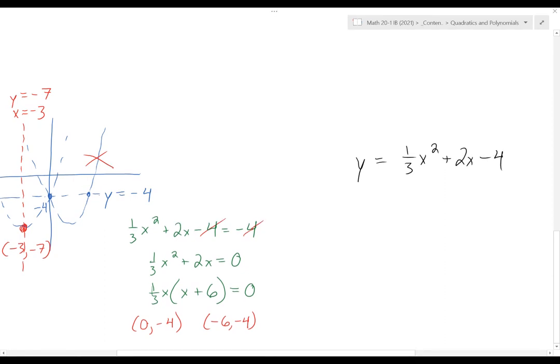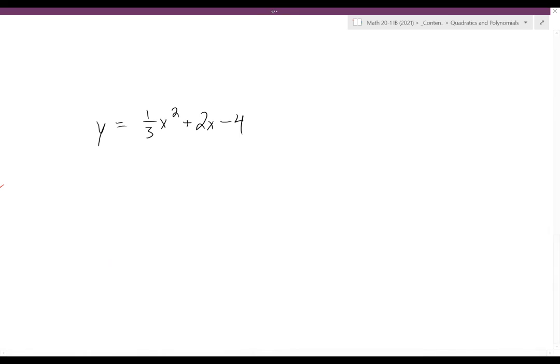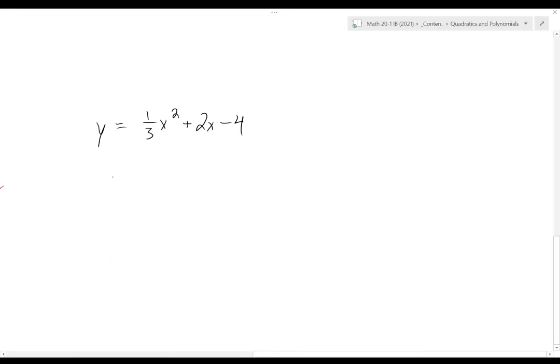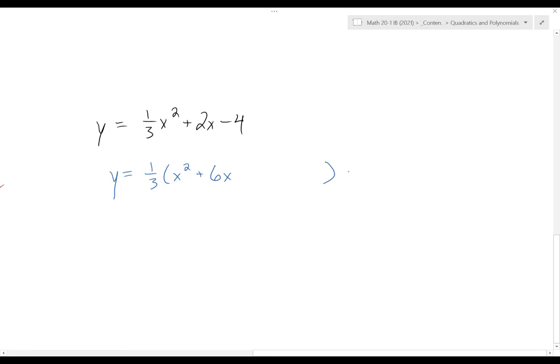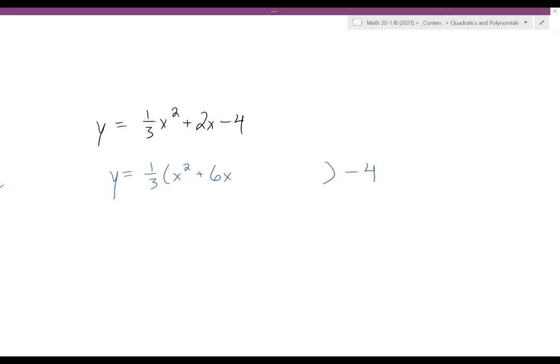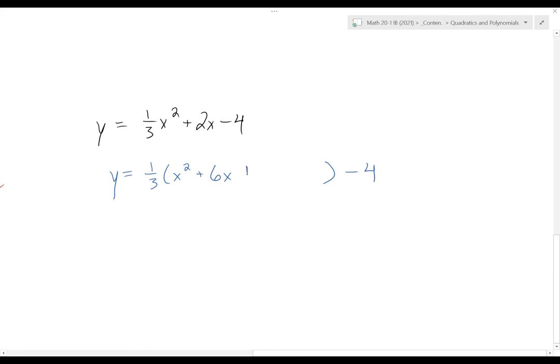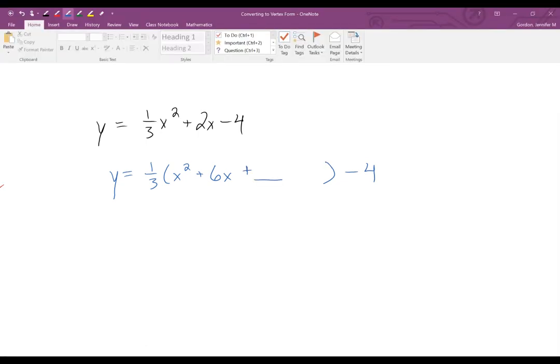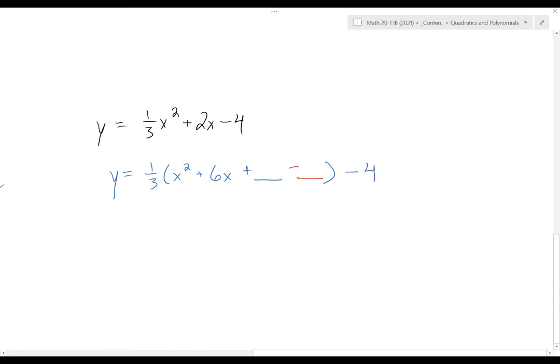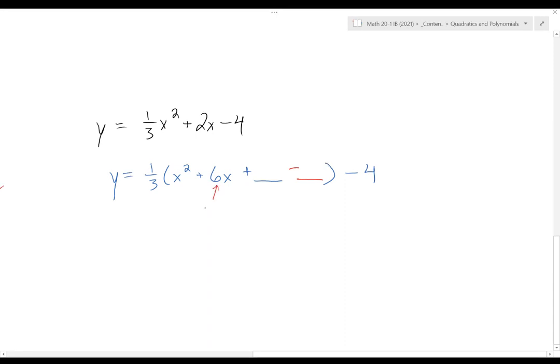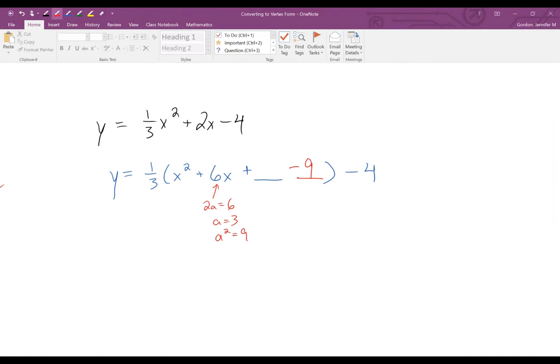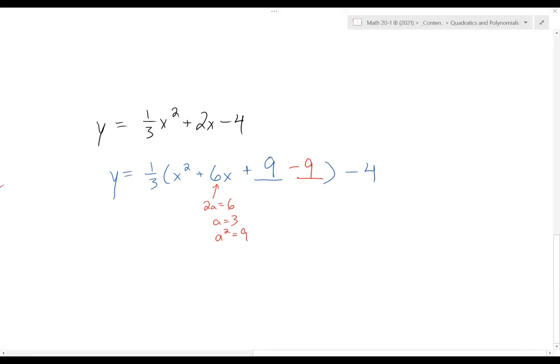All right, so my first stage is to factor out the 1/3. Be really careful when you're doing that that you remember that dividing out 1/3 is the same as multiplying by 3. So I have x squared plus 6x, I'm leaving a bunch of space, and minus 4. So I need to add something and then subtract it so that I don't actually change the value here. And what that is, well, 2a equals 6, so a equals 3, which means a squared equals 9. So I need to add and subtract 9 to get a perfect square trinomial.